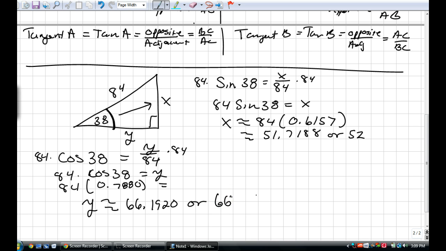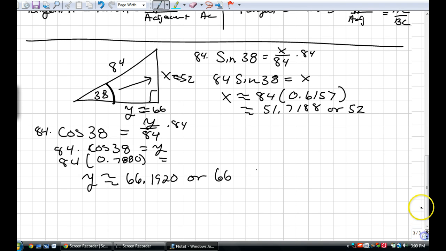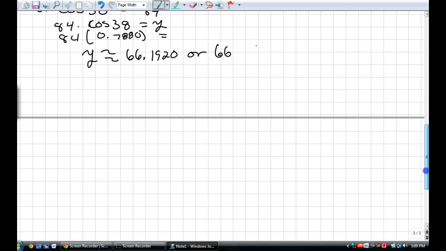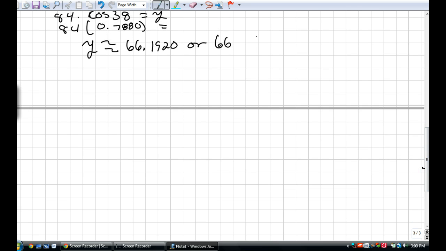So if I have an angle of 38 degrees in a right triangle, and I know the hypotenuse is 84, then I know this leg has to be 52 units long, and this leg has to be approximately 66 units long. So we can use that to find the lengths of sides. But it turns out that we can also use it to find the actual angle.